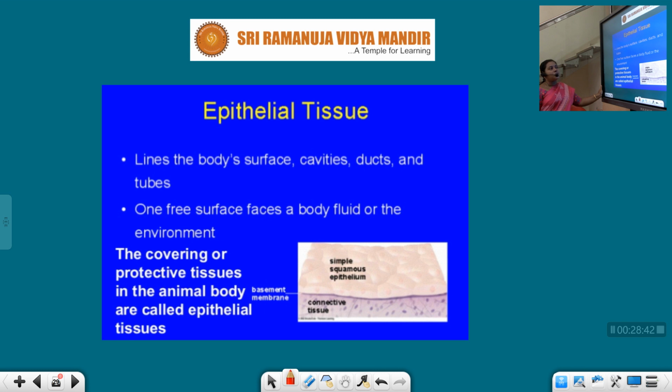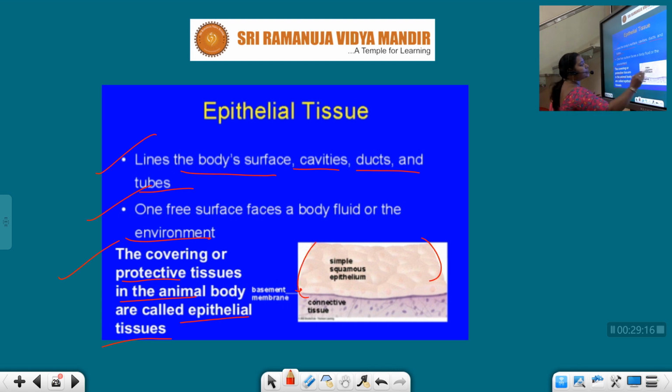Next, let us discuss epithelial tissue. It lines the body surface, cavities, ducts and tubes. So this epithelial tissue mainly helps in the lining of the surface, cavities, ducts and tubes. One free surface faces a body fluid or the environment. So the covering or protective tissues in the animal body are called epithelial tissue.